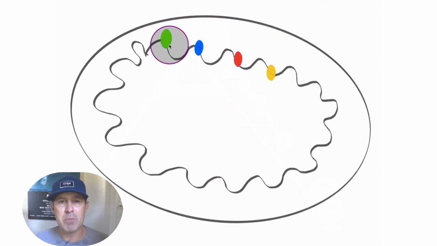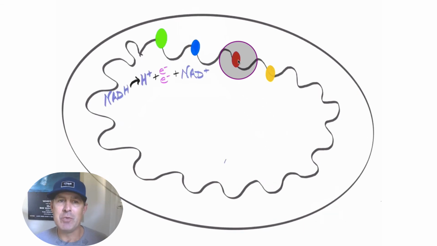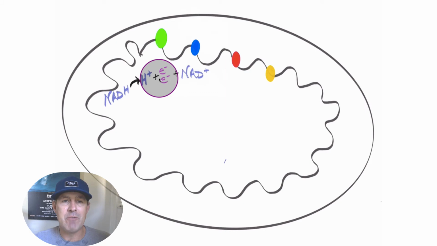Each one of these colored structures is a protein that makes up the electron transport chain. And these proteins are very electronegative. As a matter of fact, as we proceed from left to right, they become more and more electronegative. So the blue one is more electronegative than the green one. The red is more electronegative than the blue, and the yellow is more electronegative than the red.